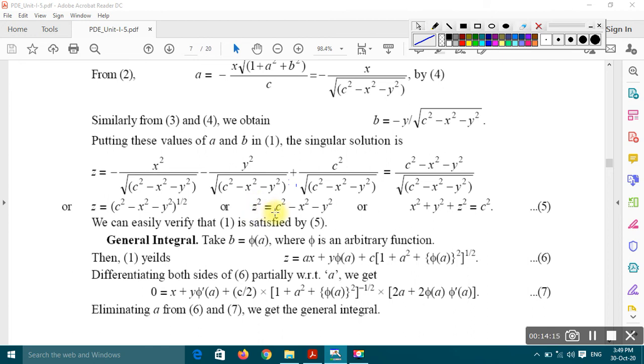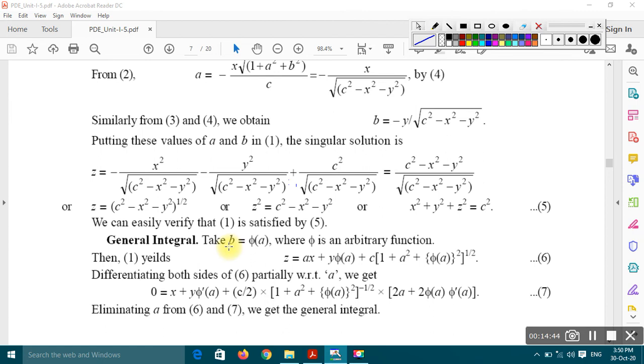We get z square is equal to c square minus x square minus y square, means c square is equal to x square plus y square plus z square. Okay, this is our singular integral of the given partial differential equation. Now we are trying to find the general integral. For finding the general integral, we assume that one of the parameters, b, is a function of a.